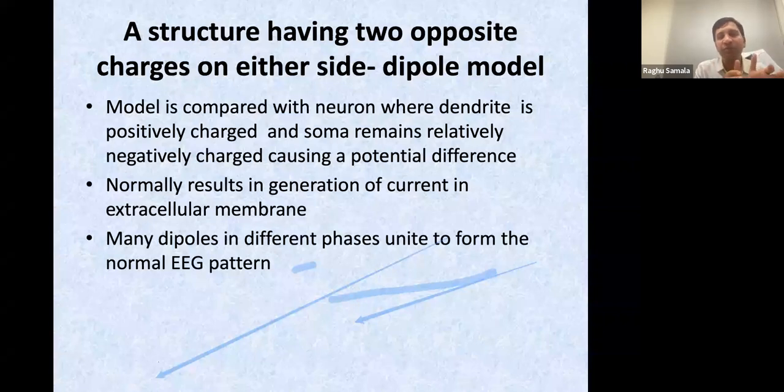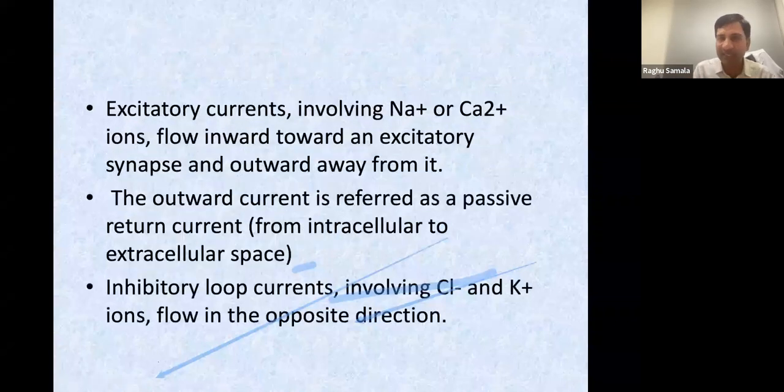Whatever I showed you, there are different synapses. Each synapse forms one excitatory potential. It is a summation of the excitatory and the inhibitory potentials which gives the final waveform. Excitatory currents are mainly because of sodium and potassium ions, and the outward current is predominantly passive. Inhibitory currents are due to chloride and potassium.